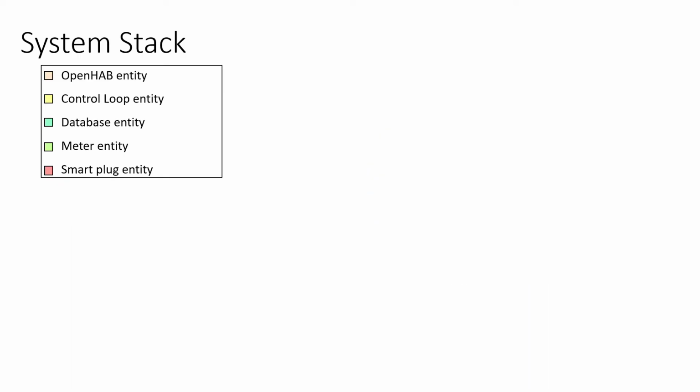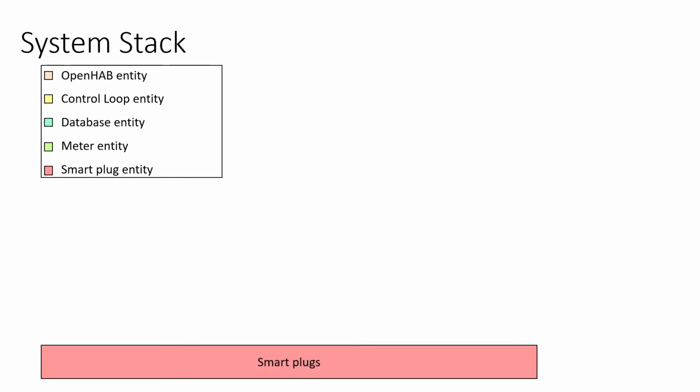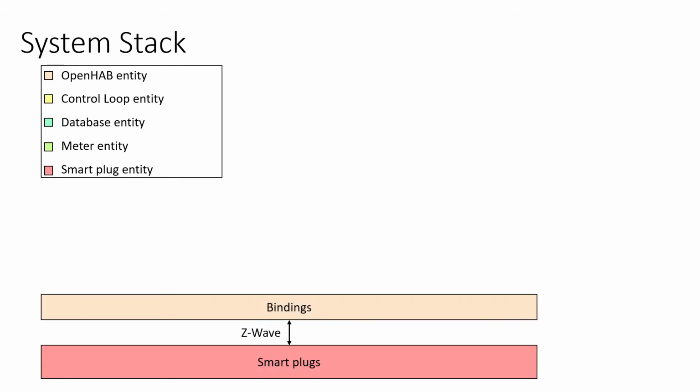The system stack was designed to show the components of the system. At the bottom of the stack are the smart plugs. These plugs communicate with the hub using an OpenHAB binding for Z-Wave. A binding is a software package within OpenHAB that enables communication to devices.